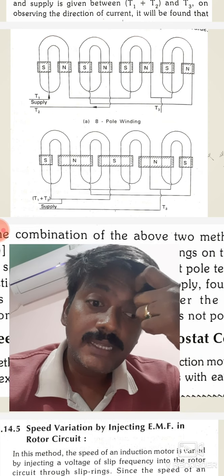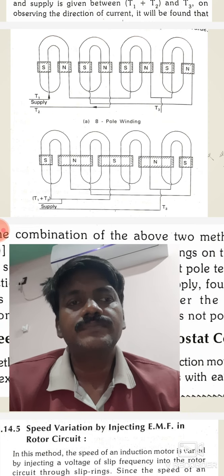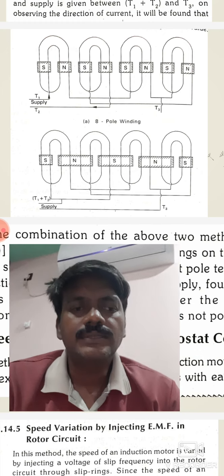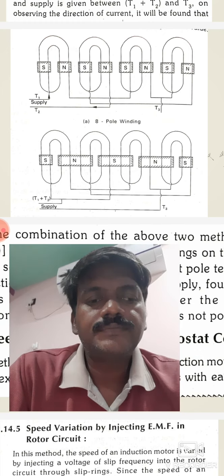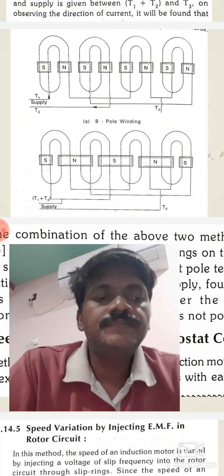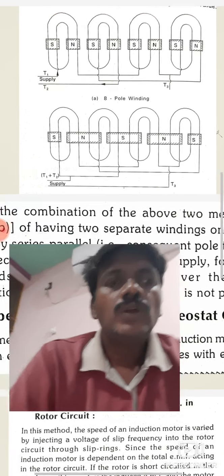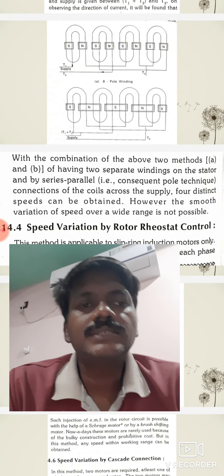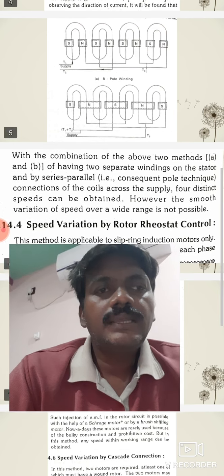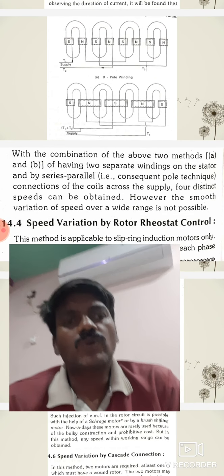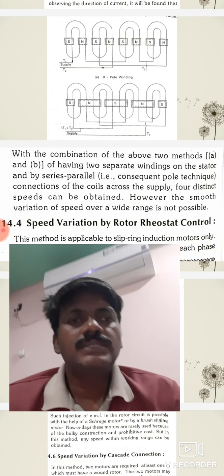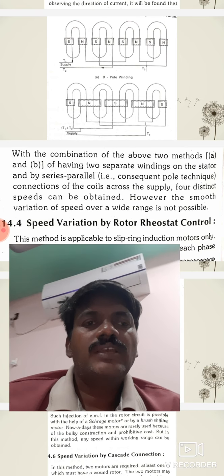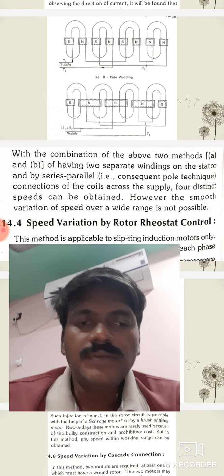Then the speed will be double. So this method is known as the consequent pole method. With a combination of the above two methods, having two separate windings on the stator, or by series-parallel connections of the coils across the supply, distinct speeds can be obtained. However, smooth variation of the speed over a wide range is not possible, right?